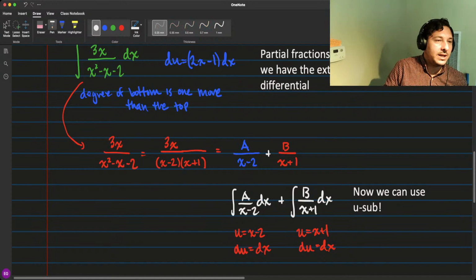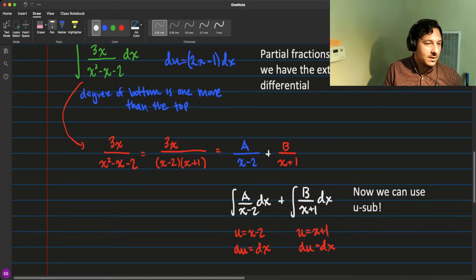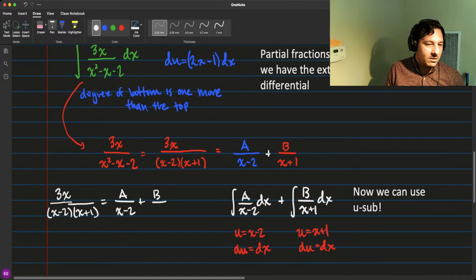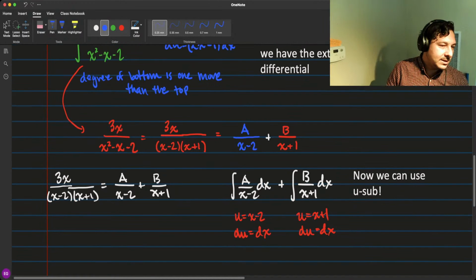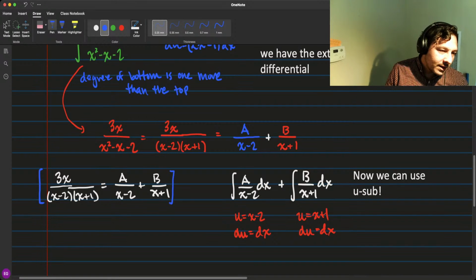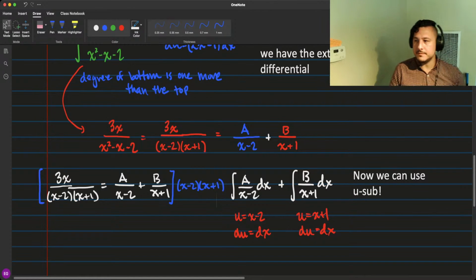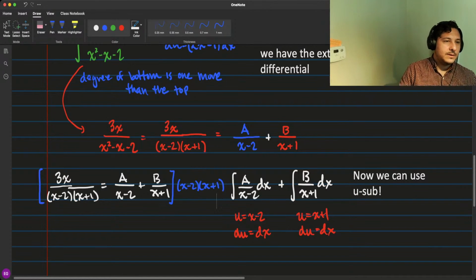So really what we have going on here is we're just solving a system of equations. We're starting off with 3x over x minus 2 times x plus 1 equals a over x minus 2 plus b over x plus 1, and we want to know what a and b are equal to. The easiest way to solve this is you take your equation and multiply by x minus 2 times x plus 1 on both sides. Here, let's move all this over. I don't have enough space.